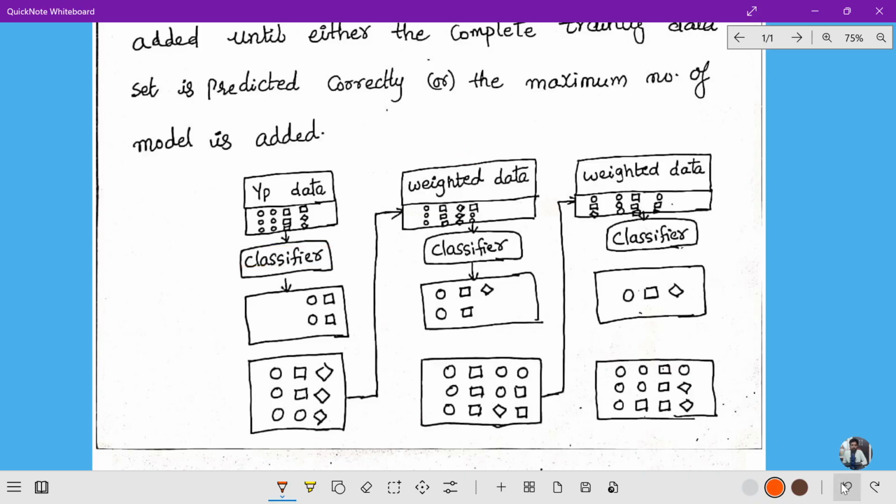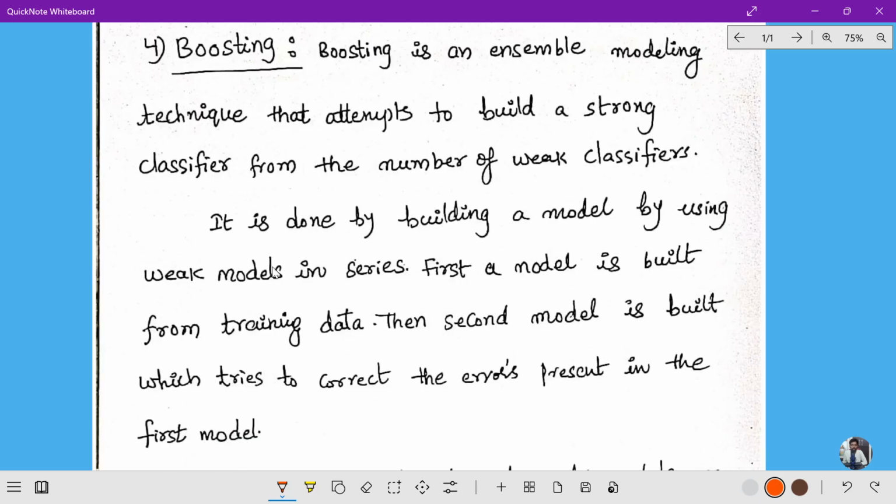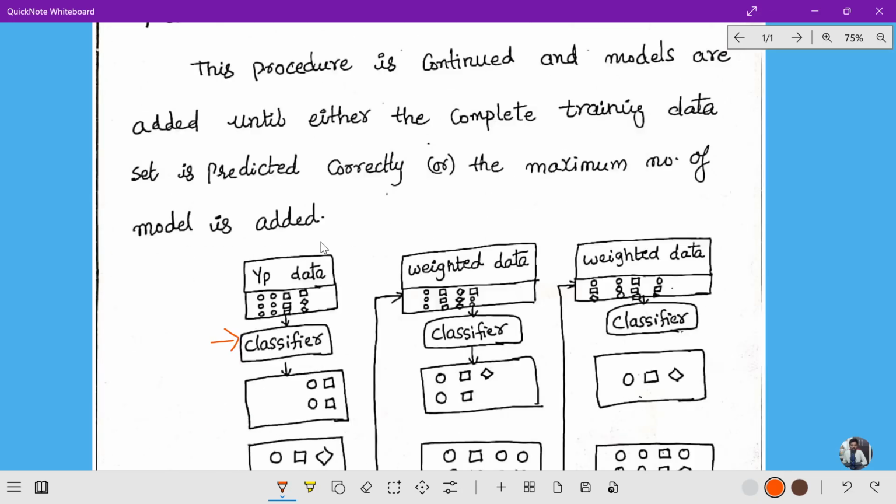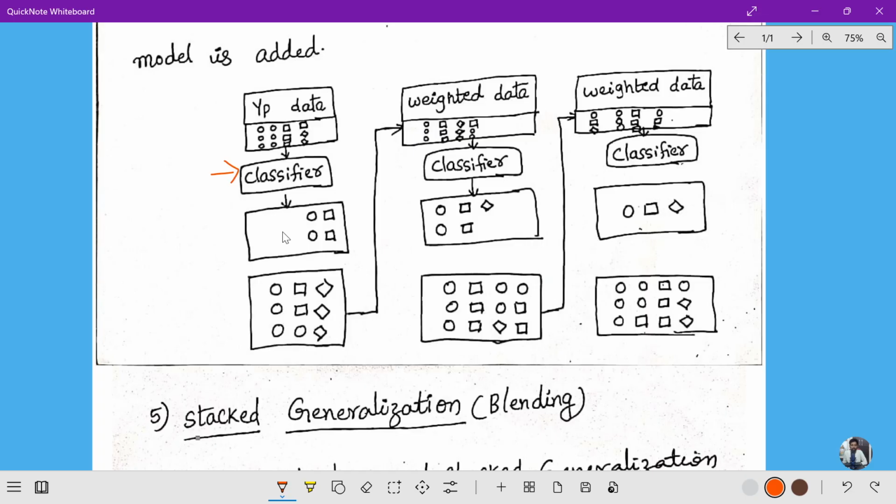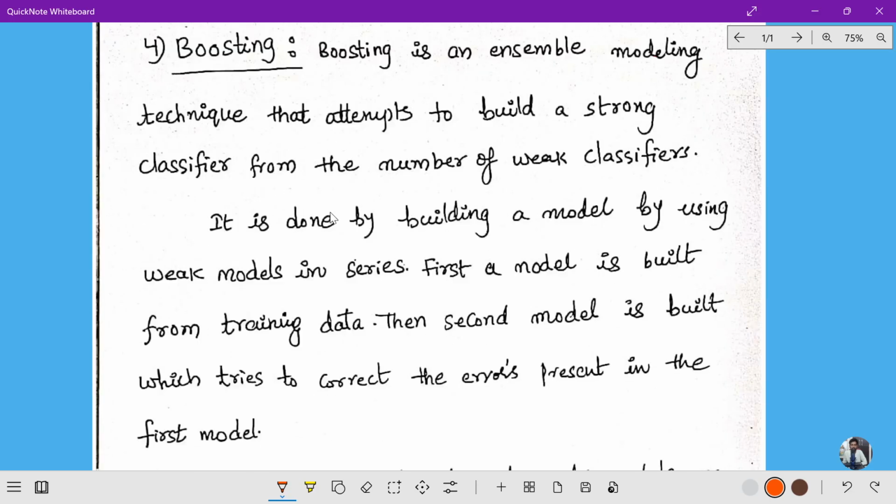Whatever input data we have given will be given into some classifier. This is called a classifier. In boosting, it will predict some data. Okay, so the data could be 0 0, some symbols are there. After completion of this, we have given data to weighted. So this is called boosting.